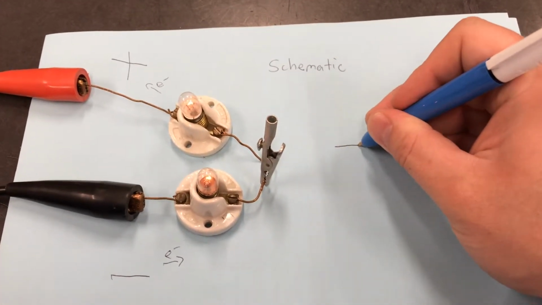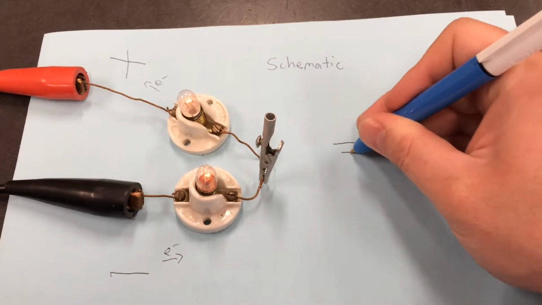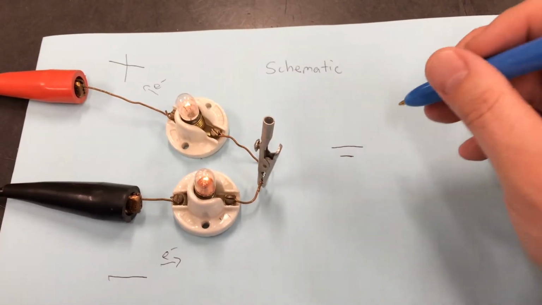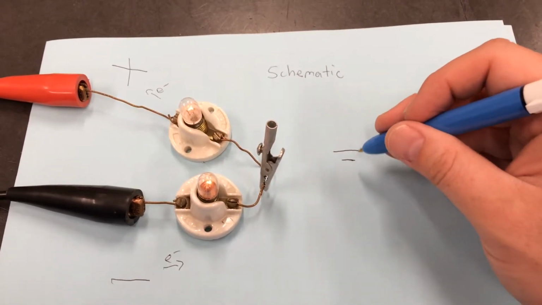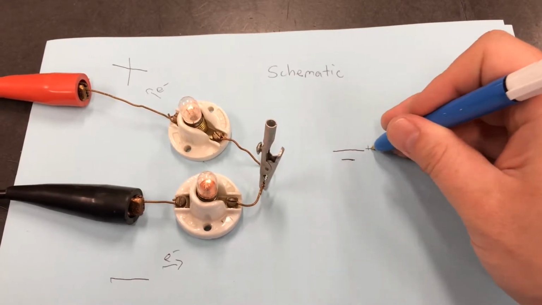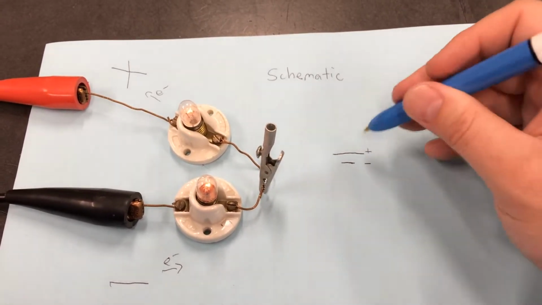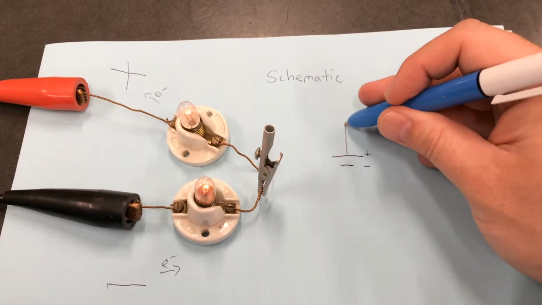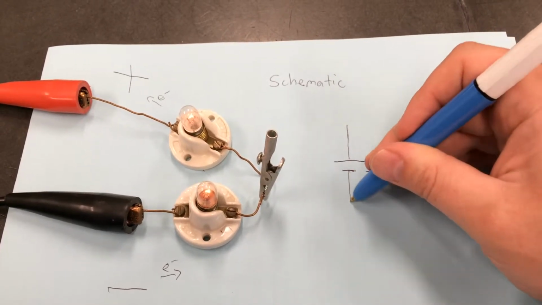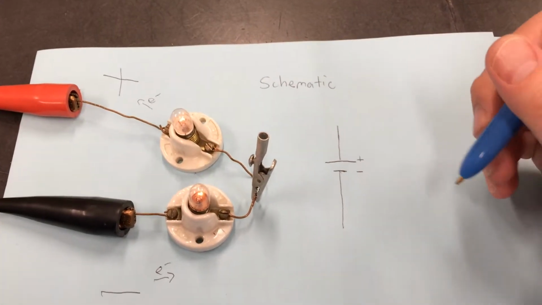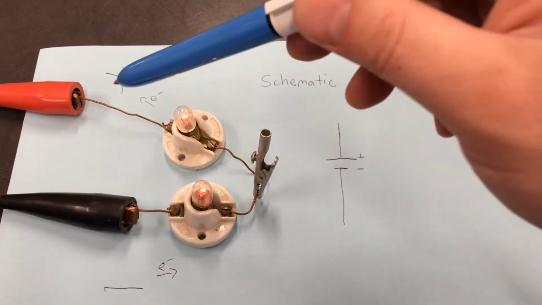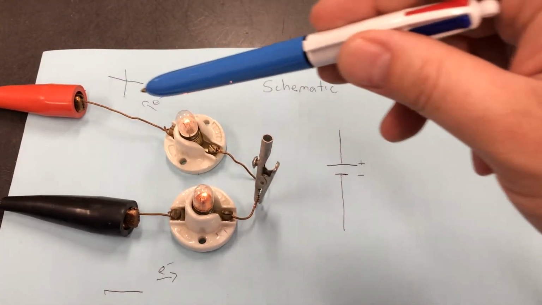And we'll use a symbol to represent it. This symbol is really commonly used. It's two parallel lines. The longer one is the positive side. The shorter one's the negative side. And then we draw the wires coming out of each. Let's start at the positive terminal and walk our way around our circuit.